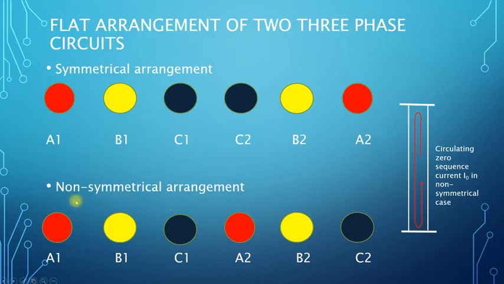An example of a non-symmetrical arrangement would be to simply lay the conductors in phase order. So in this example we have A1, B1, C1 of circuit 1, followed by A2, B2 and C2 of circuit 2. Now with this arrangement there will be a strong circulating current between the two parallel three-phase circuits.